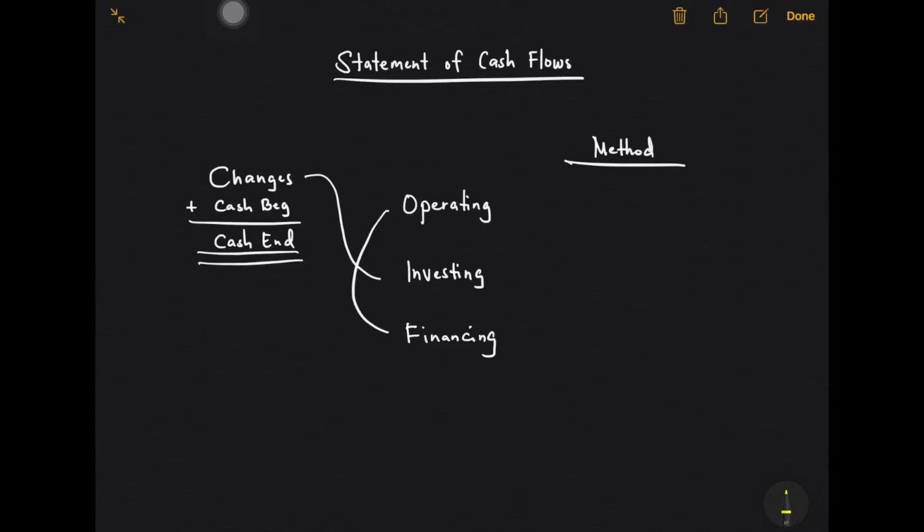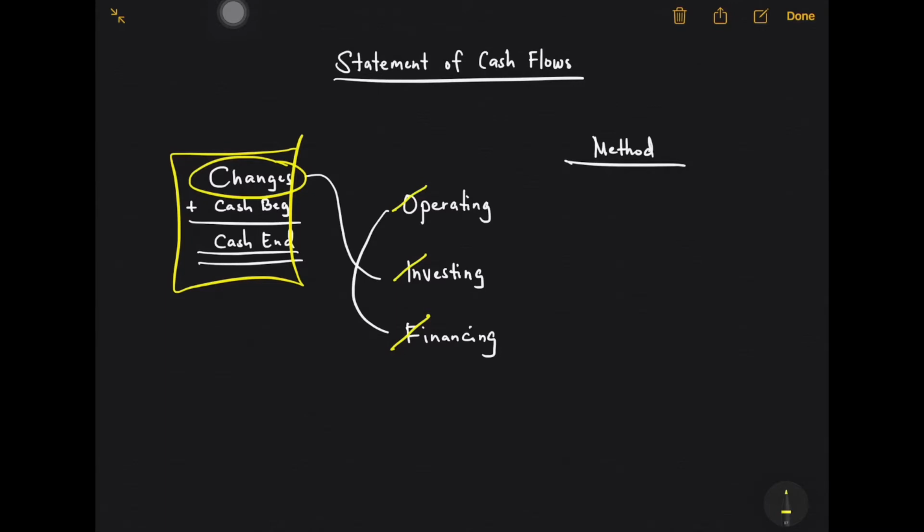To continue the discussion on the statement of cash flows, we have again the general formula. You will get the changes, which can be positive or negative, and then you add the cash beginning to get the cash end, which is the cash balance in your balance sheet. And as discussed in the previous video, the changes here comprise different activities. We have operating activities, investing activities, and financing activities. And I hope that the guide from the last video was sufficient for you to tell apart these different activities.